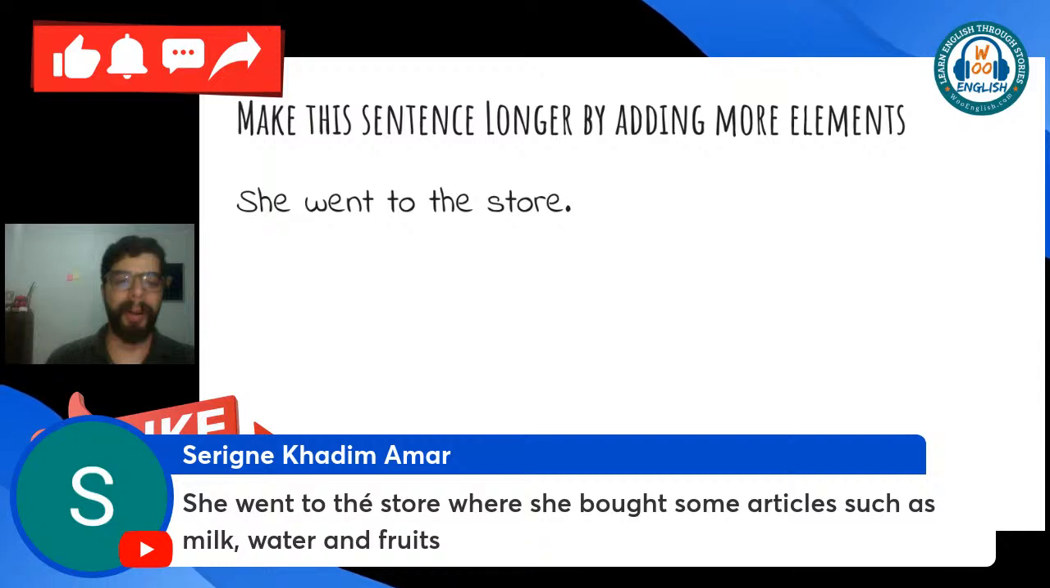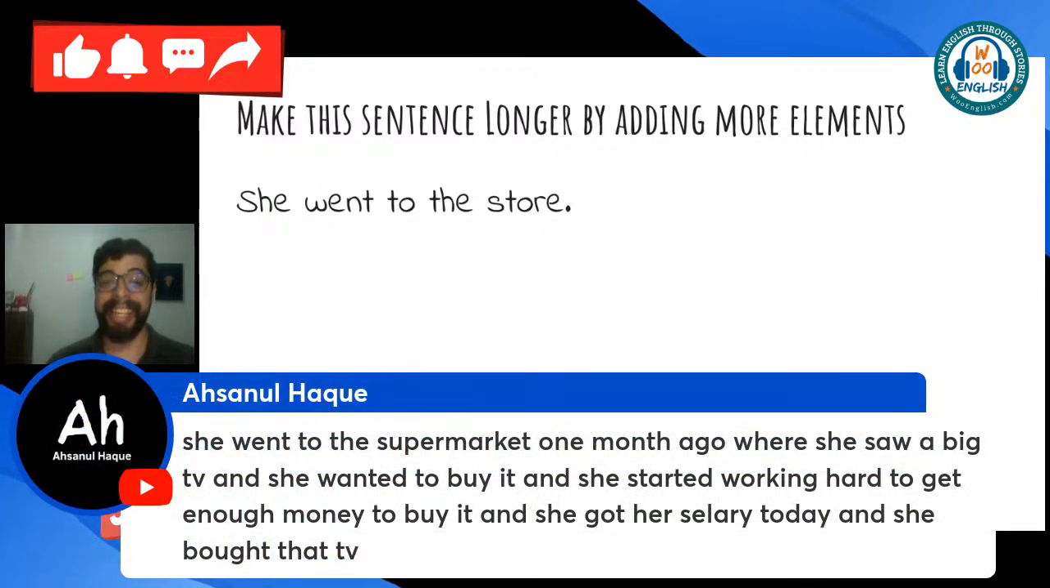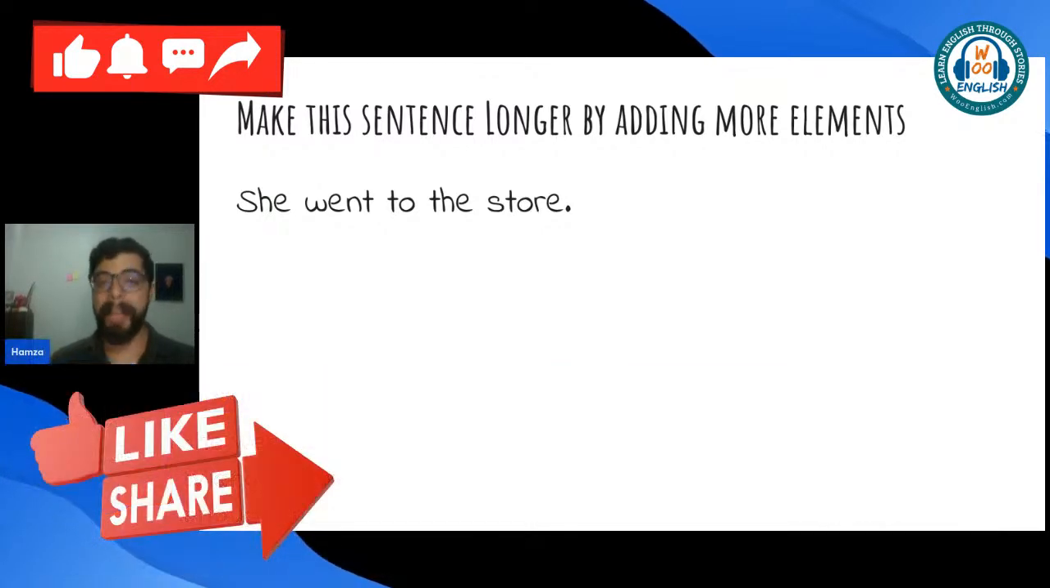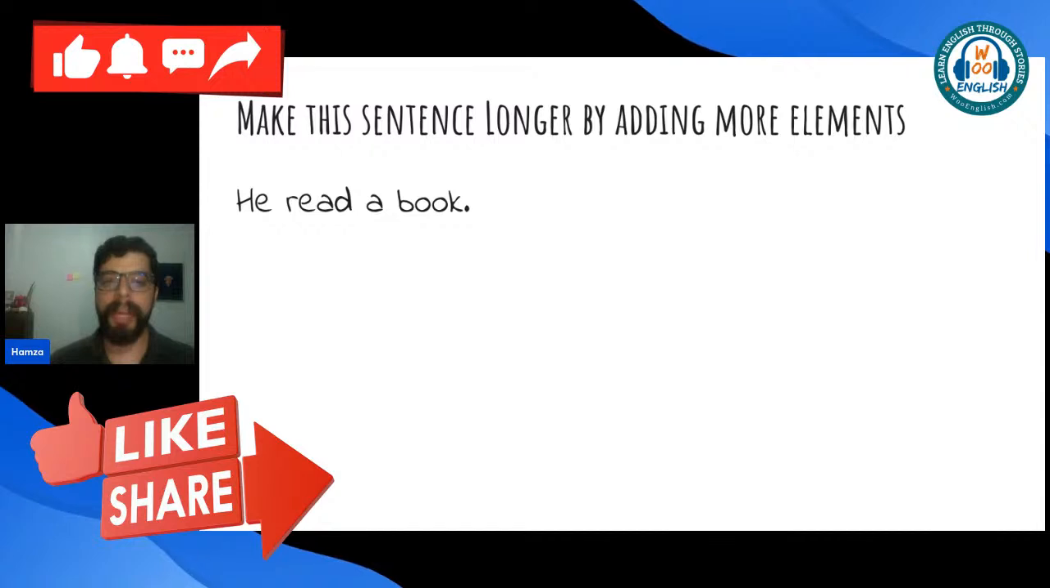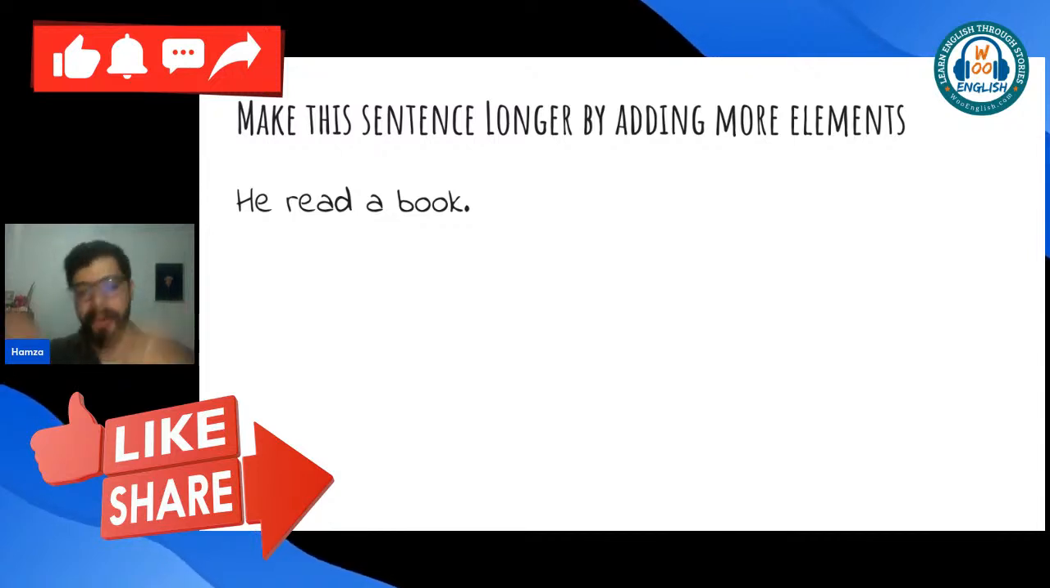She went to the store where she bought some articles such as milk, water, and fruits. The sentence is wonderfully written, to be honest with you, but Arsenal beat all of us. All right, Arsenal, I give you this one. All right, let's move to the next one. He read the book.